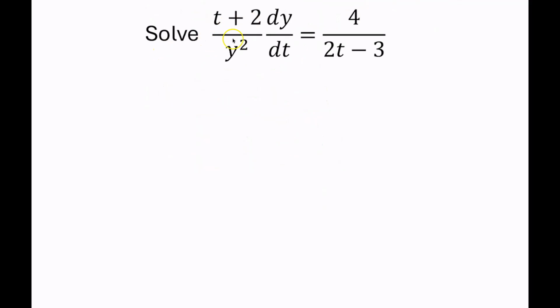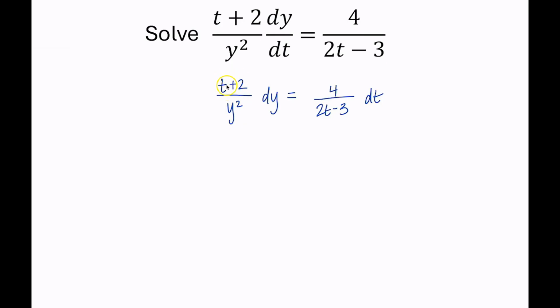Let's solve (t plus 2) over y squared dy dt equals 4 over 2t minus 3. So I'm going to go ahead and multiply the dt to the other side. We'll do this in a few steps. So we have (t plus 2) over y squared dy is equal to 4 over 2t minus 3 dt.